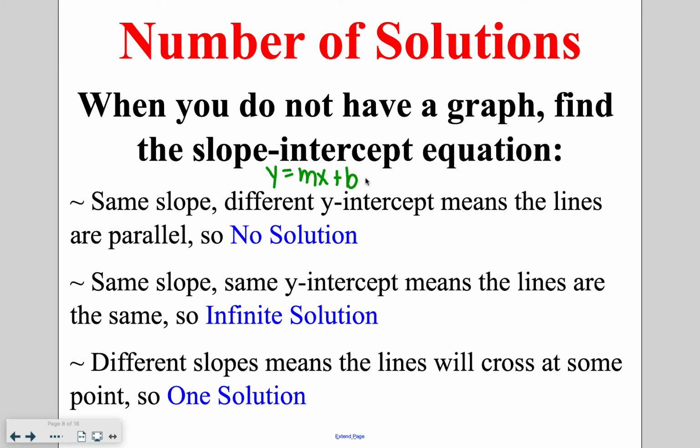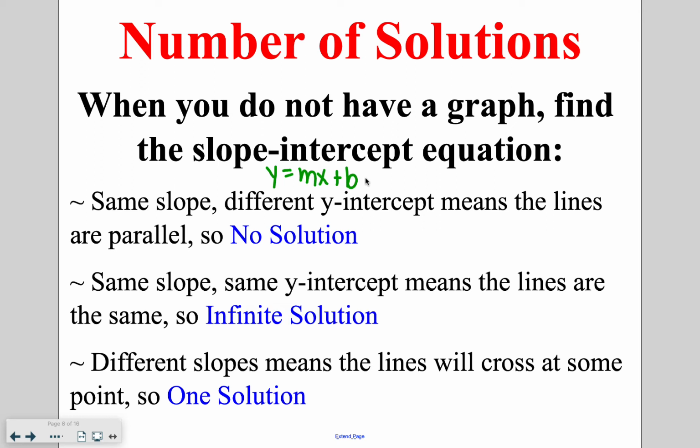If the slopes are different, it's automatically going to be one solution. At some point, they will crisscross over each other. They will crisscross and then keep going in their opposite directions. So if they have different slopes, it can only ever be one solution.